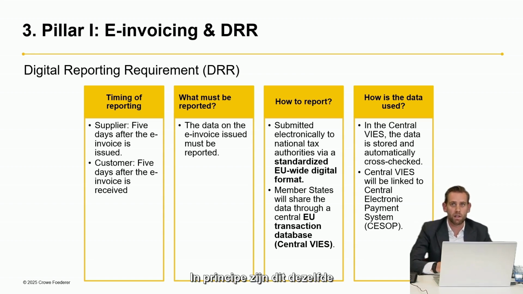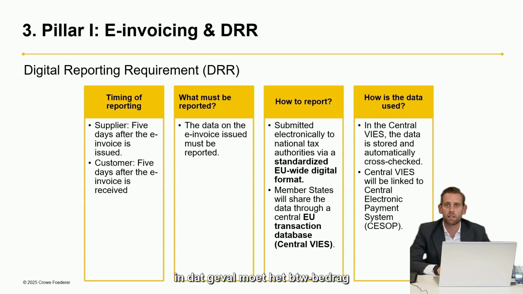In principle, it is the same data that is mentioned on the e-invoice. However, in some cases, some information might not be mentioned on the invoice, but it still needs to be reported. I think the best example here is reverse charge transactions, because in that case, the VAT amount is not mentioned on the e-invoice, because it needs to be accounted for by the buyer. But still, in that case, the VAT amount must be reported under the DRR.